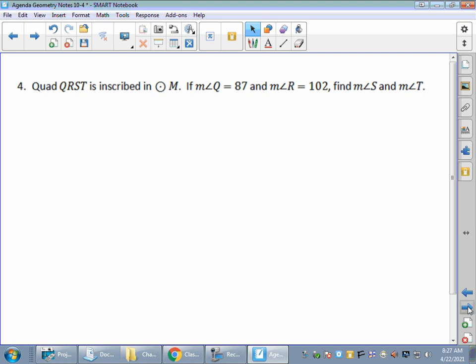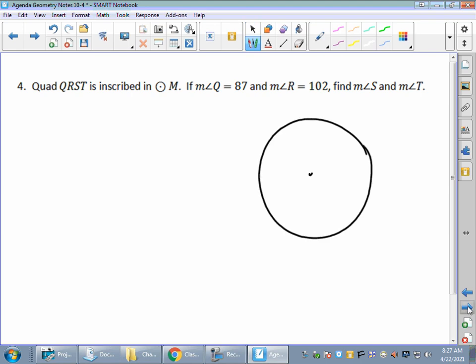The only reason I want to talk about this, well, two reasons. One is because there's not a diagram, and two is because it's one of the theorems that's going to be helpful. Quadrilateral QRST is inscribed in circle M. So I'm going to just draw circle M, right? M is the center. Do the best you can.